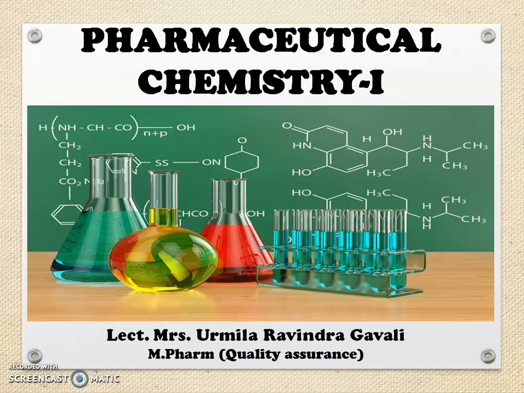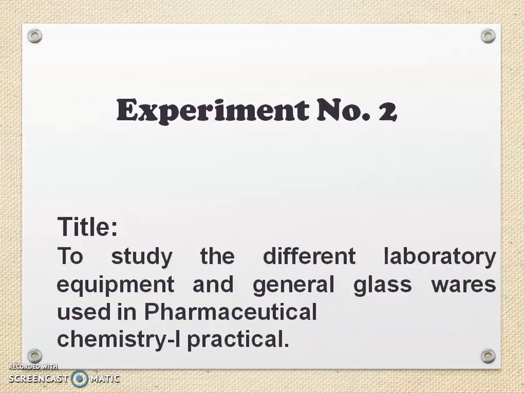In the last practical session, we already discussed the study of the practical lab. Now, in this practical session, we are going to deal with experiment number 2. Title: to study the different laboratory equipment and general glassware used in pharmaceutical chemistry. First practical. Let's start with the concept.